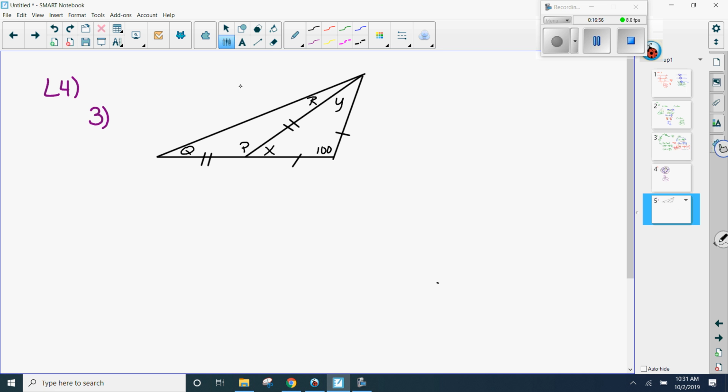First thing you want to do is focus on just this triangle right here. If these two sides are equal, what do you know about X and Y? They're also equal. You have an isosceles triangle, so those are also equal. If you look at that triangle, you have 100 degrees, so there's 80 degrees left, which means both X and Y would be equal to 40 degrees individually.